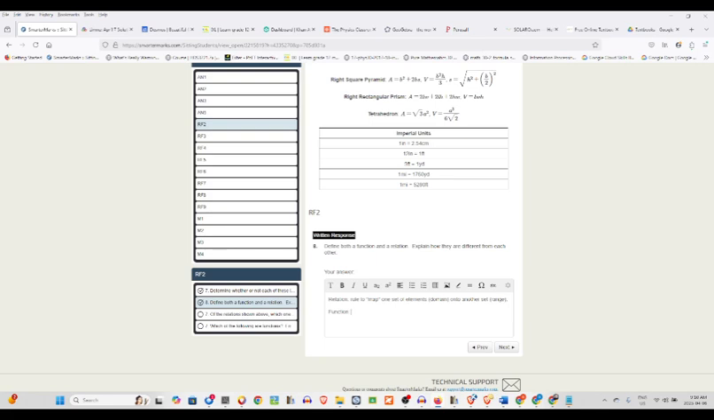A function is a specific type of relation where each input, that's a little more clear that it's all of them, each input produces no more than one output. So a function is that type of relation where each input produces one output. When you graph it, that means it'll pass the vertical line test.